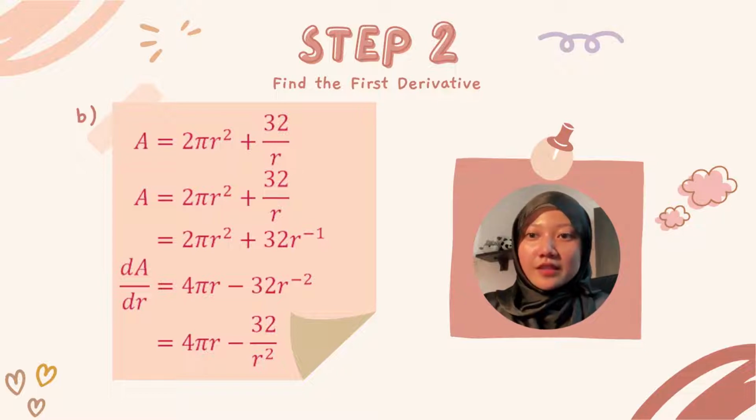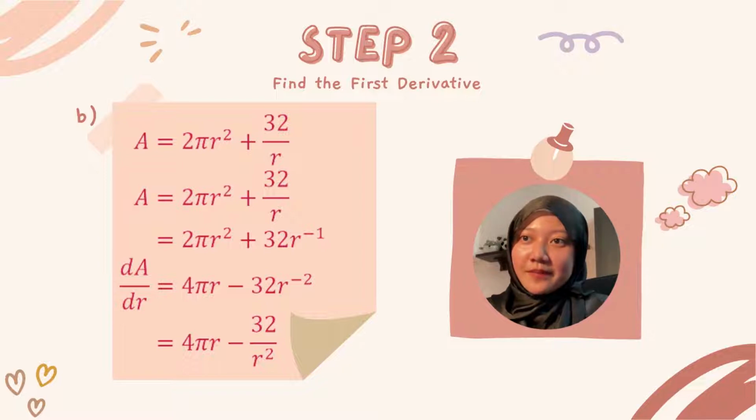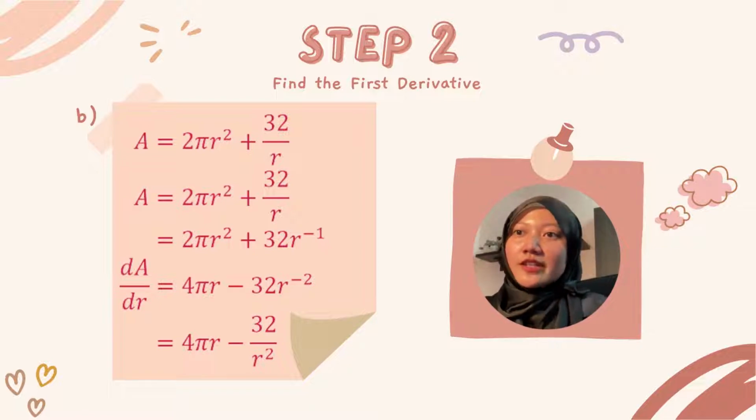Find the radius of the can so that the total surface area shall be a minimum. We already solved step 1 earlier, which is 2 pi r squared plus 32 over r. Our second step is to find the first derivative. A is equal to 2 pi r square plus 32 r power of negative 1. In order to differentiate this equation, we multiply the power with the constant and the index will be reduced by 1. Hence, derivative of A with respect to r equals 4 pi r minus 32 r power of negative 2, or I can write it in the form of 4 pi r minus 32 over r squared.